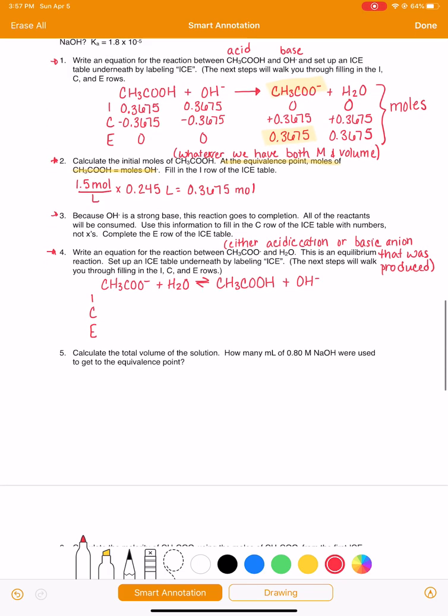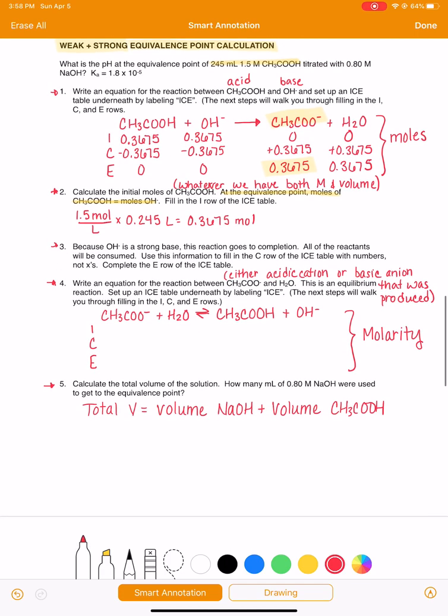Now we're going to get ready to fill in the ice table. Step 5, calculate the total volume of the solution. So what we're trying to do here is set up an ice table that's going to be in molarity instead of in moles. So our total volume of the solution is going to be the volume of NaOH plus the volume of acetic acid, CH3COOH. Let's see what we actually know from the problem. Up here in the problem, the volume of the acetic acid is 245 milliliters.